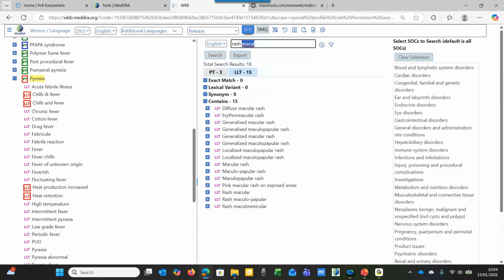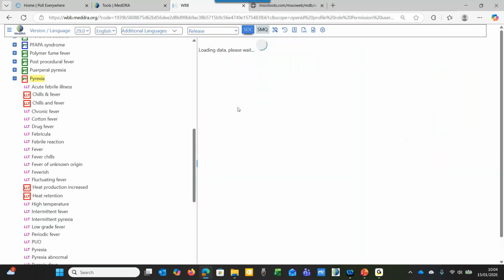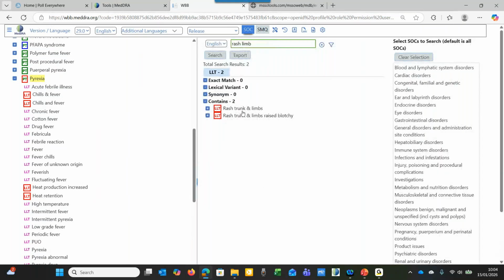We haven't captured the limb or the trunk. So I could look for rash on limbs. Rash on trunk and limbs is a non-current term. You see the red box, so we don't choose that one. And that would lose the specificity of the macular rash. So that's not good. Rash limb, rash trunk, I can do just to show.